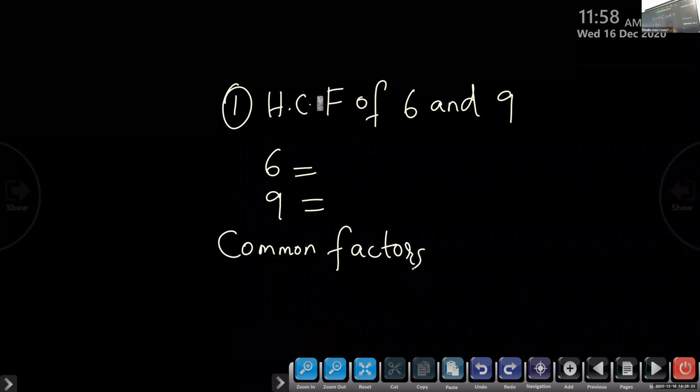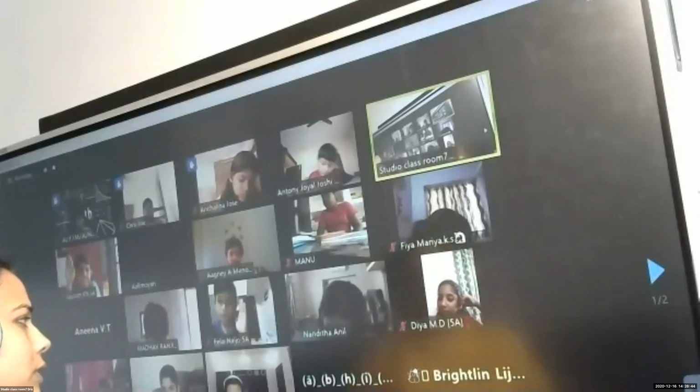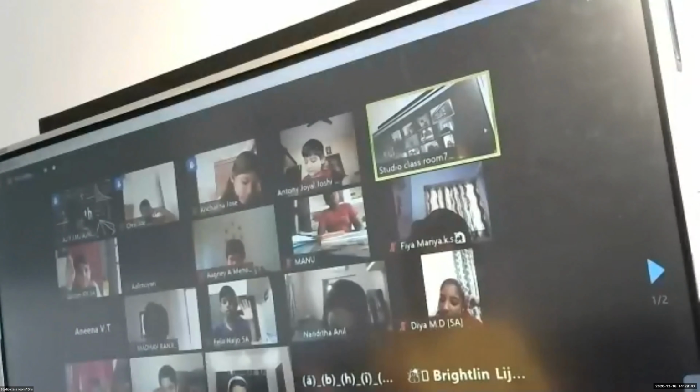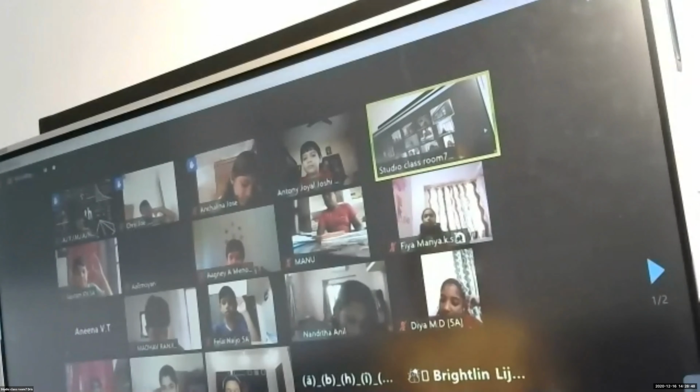Ma'am, we should use this method? Yes, because we are revising, no? So we can use it. Ma'am, I got the answer. I will ask one by one. All the children, please mute your audio. Now in this question we will use this method because we want to revise writing the factors, finding the common factors, then finding the HCF. Another question I will give you to do using both the numbers together, dividing and finding out. Okay. I will ask one by one.